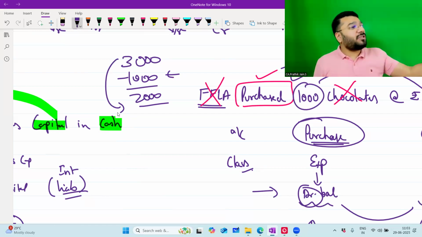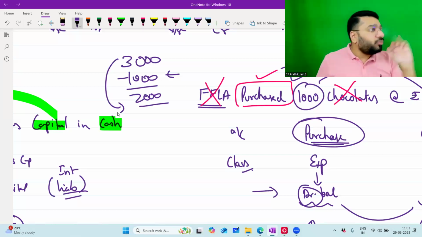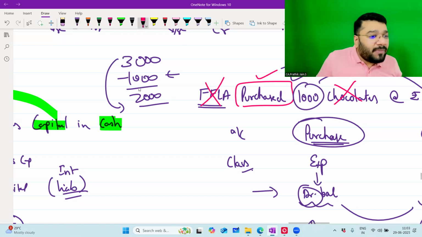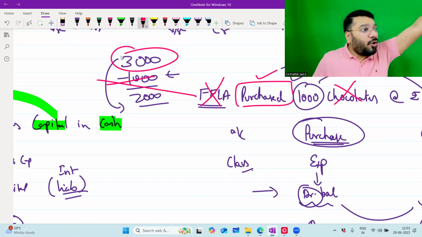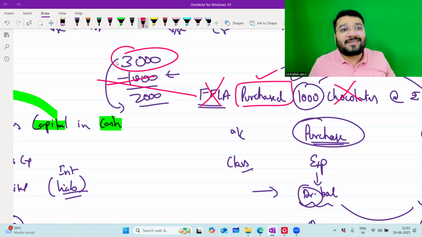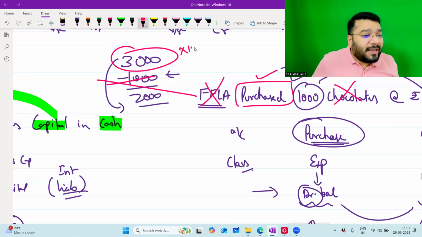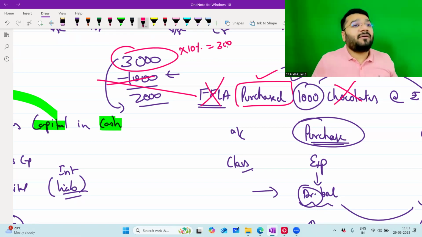I spent 1,000 from my pocket. How much did I get? 3,000. In my pocket net, how much money is there? 2,000. So what is your profit earned? 2,000. Now, imagine if the income tax department did not allow you the expense and said that whatever income you are making, pay tax on that. Will you be happy? On 3,000 rupees, if I ask you to pay 10%, your tax is 300.